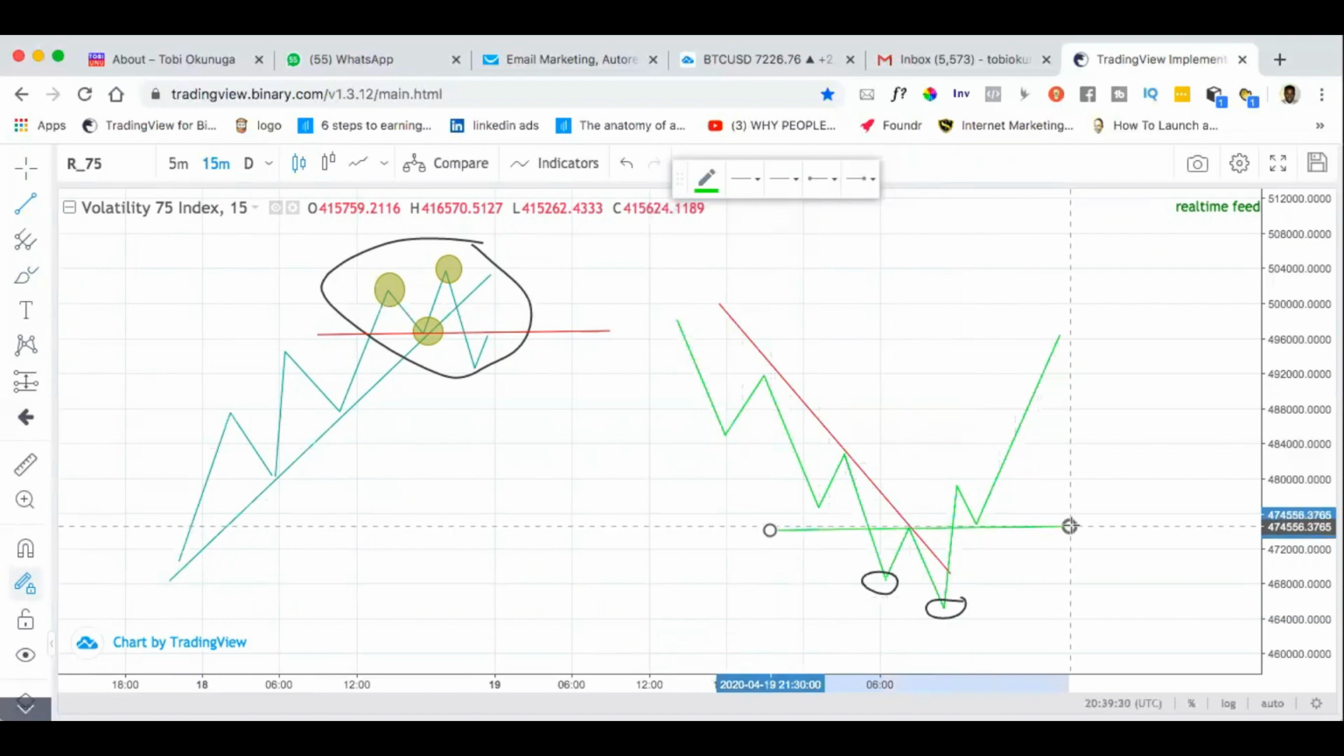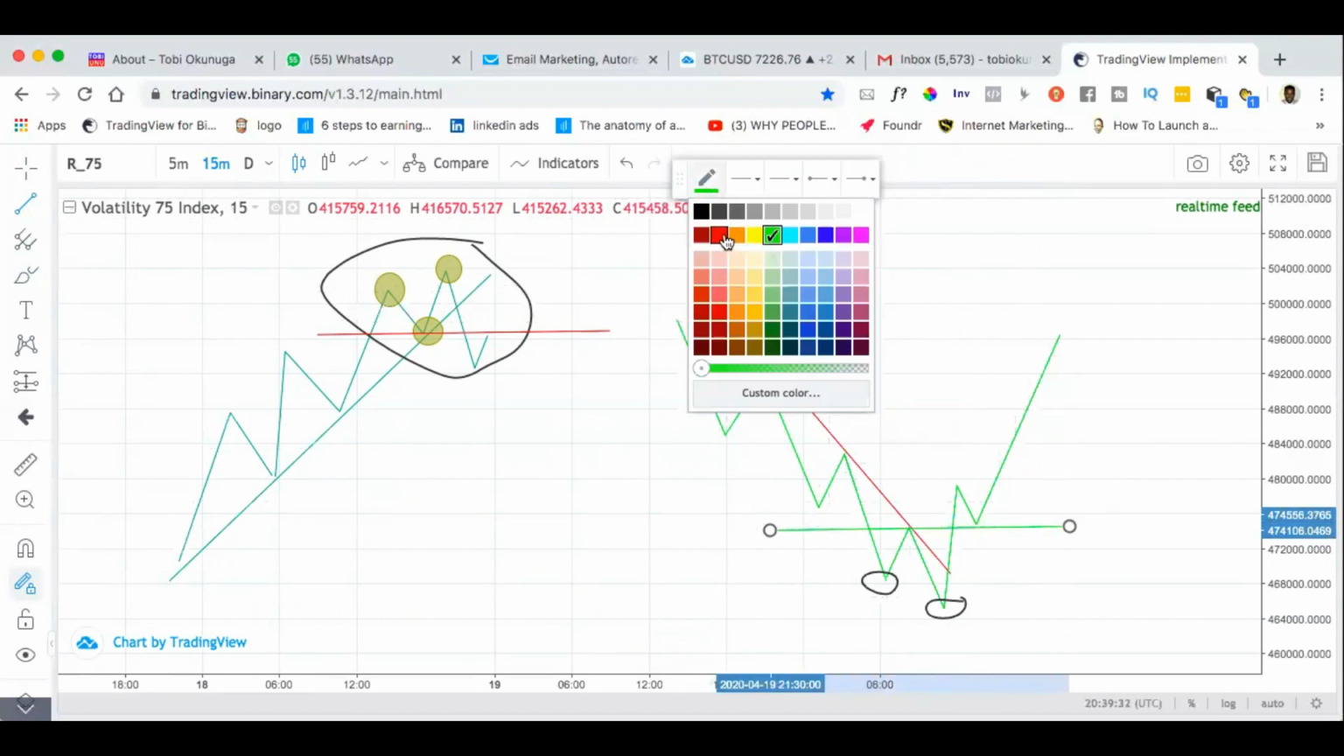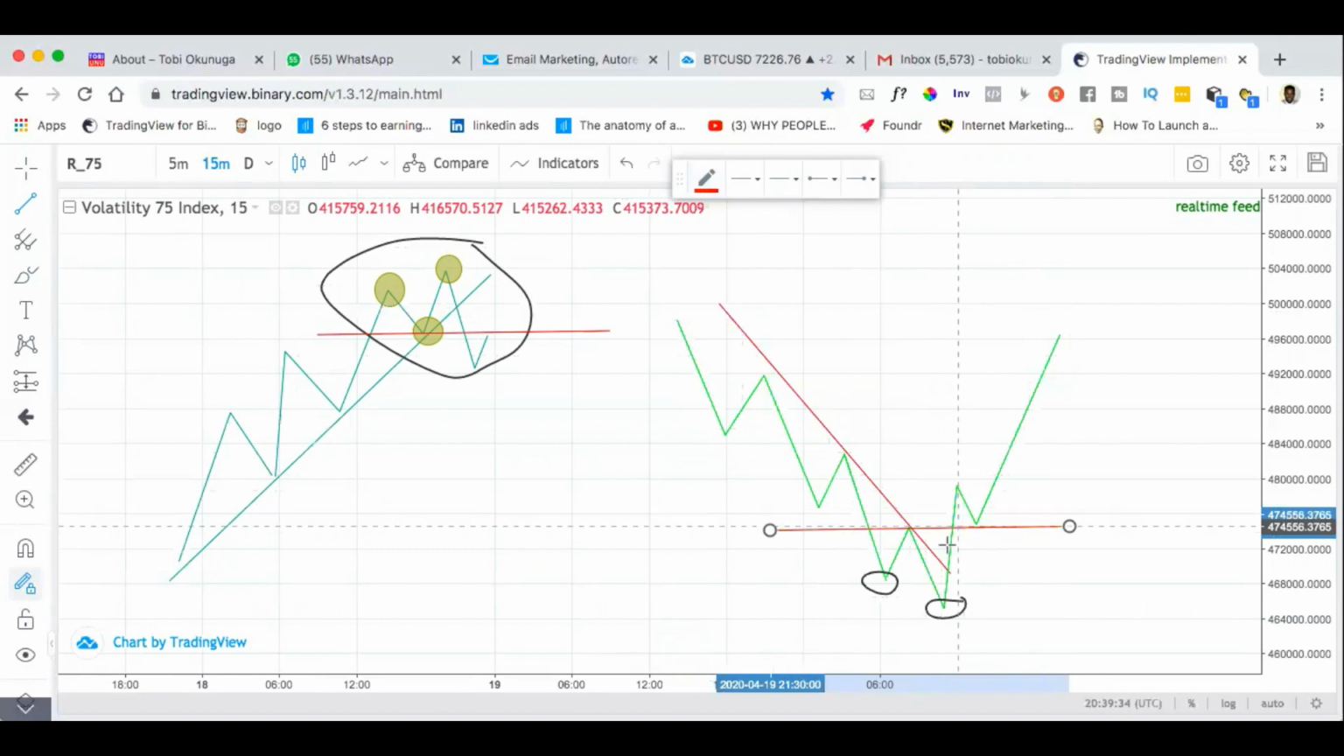You want price to break your neckline. Always wait for the market to do these, guys. Once price breaks this neckline, you want a retest to happen. If there's no retest, you don't enter the trade. You want a retest to happen because that's the structure of the market. The market moves in trends. So this will be your correction move before the market goes to its real move.